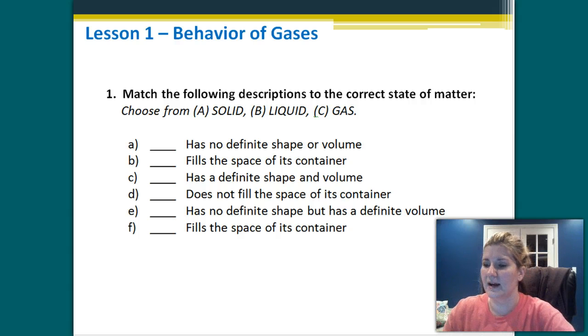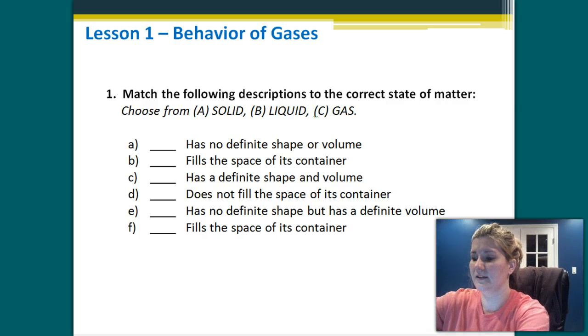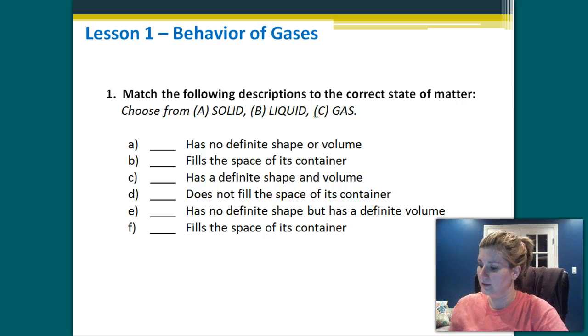Working through that here, question 1 says match the following descriptions to the correct state of matter. Do we have a solid, a liquid, or a gas? We'll go through and mark those here. A says has no definite shape or volume. So no definite shape rules out solid, right?